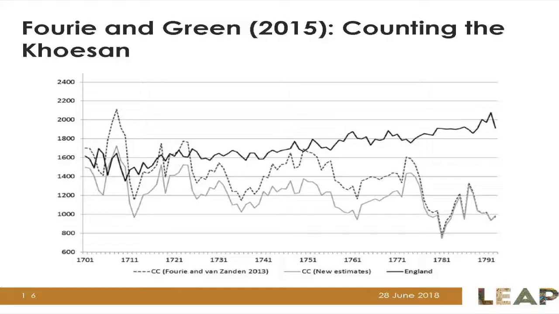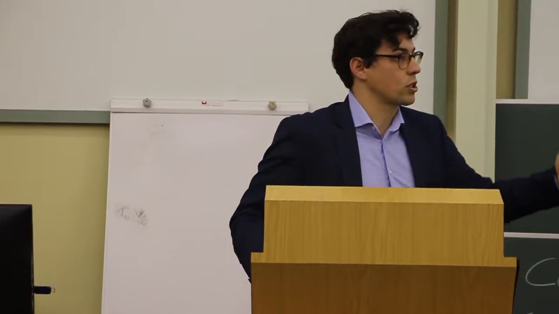So as I said, this is going to be very, very quick. But with Erik Green, I've worked on enumerating the Khoisan. It's really difficult to find accurate numbers for the Khoisan in the Cape, simply because they're not reported in the other sources of statistical evidence that we have. So slaves and settlers, for example, are very well reported and enumerated, but not so much the Khoisan.